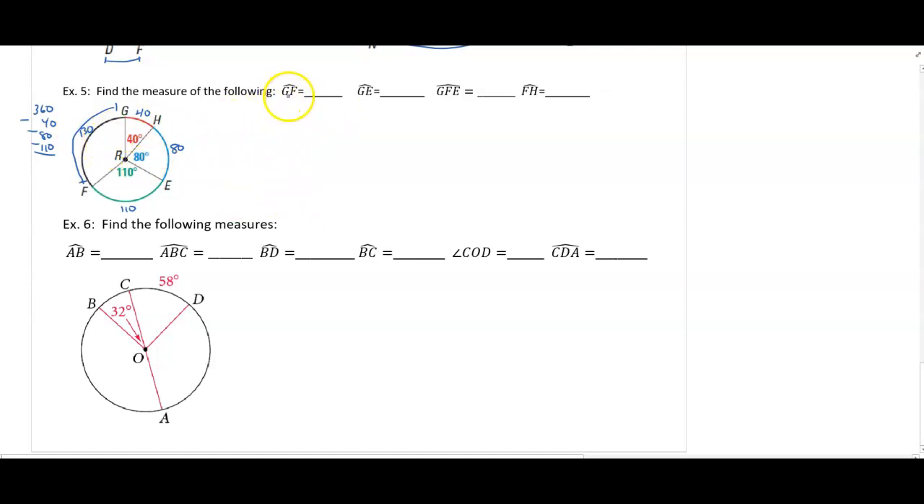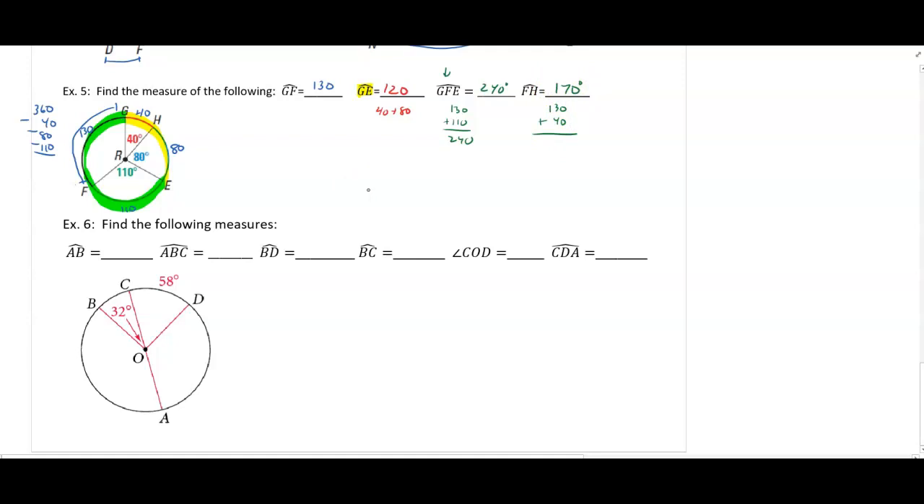So right away here, now GF, if I look from G to F, that's the minor arc, so that's 130 degrees. GE, now when I look at GE, that starts at G, goes to E, so GE is going to be 40 plus 80, which is 120 degrees. Now GFE, I'm going to start at G, go to F, and go to E. Right away I have to recognize that that is a major arc because it's named with 3 points. I'm going to basically do 130 plus 110, which is 240 degrees. And then right away, FH, that would be 130 plus 40, which is 170 degrees.